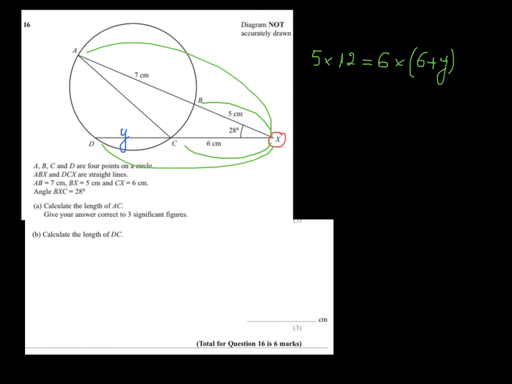And now I get a linear equation in y that I need to solve. Maybe it's useful to see first time that I can divide both sides by 6. 12 times 5 is 60, divided by 6 is 10, so 10 is 6 plus y. Therefore, y is 4 centimeters.